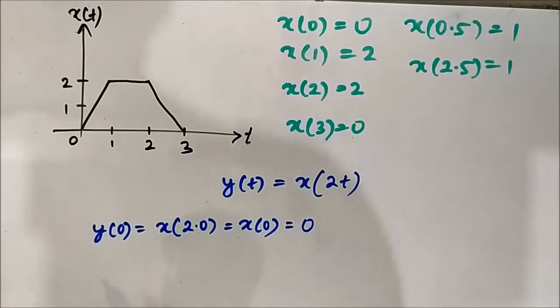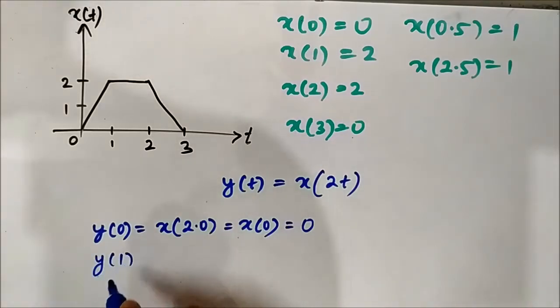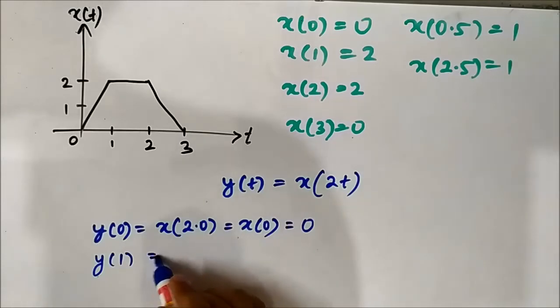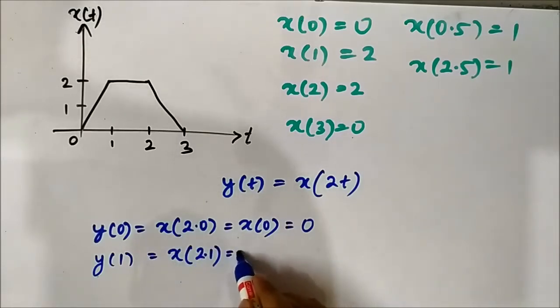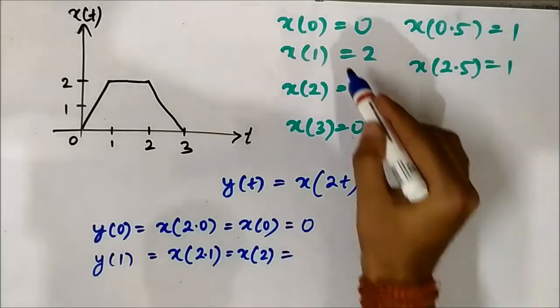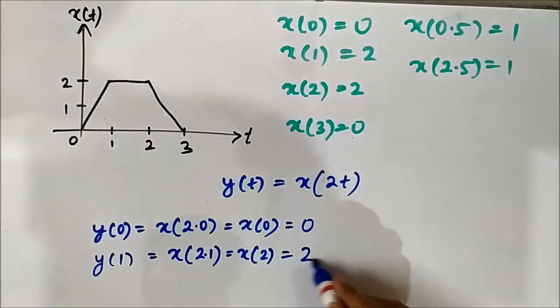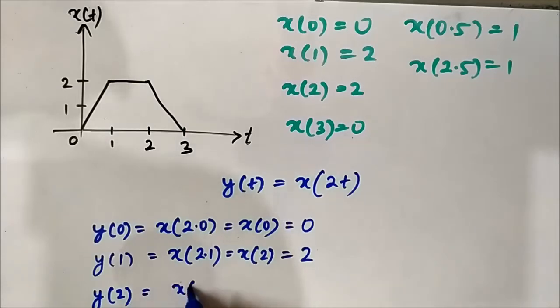Then y(1) will be equal to x(2 times 1), which will be equal to x(2), equal to 2. y(2) is equal to x(2 times 2), 2t, equal to x(4).